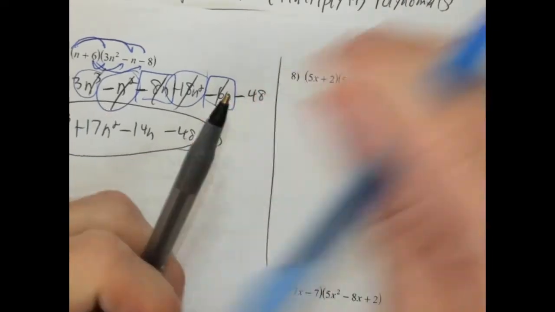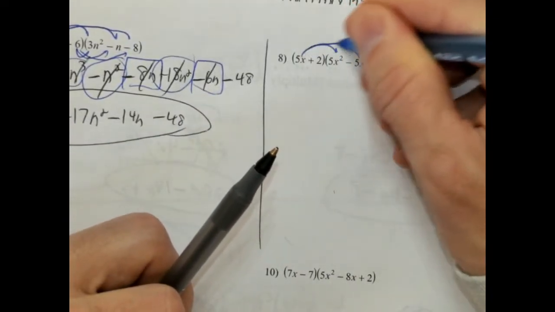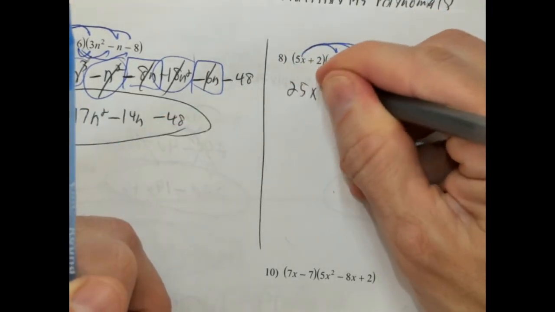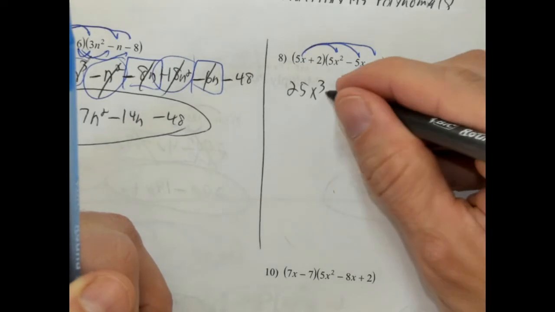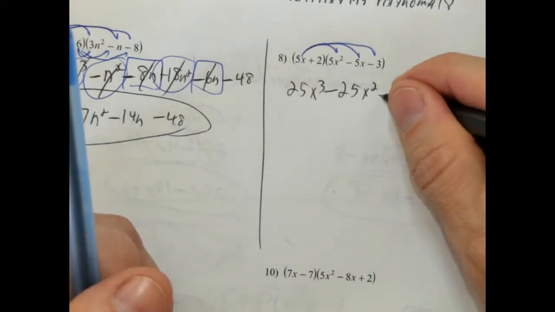Okay, so number 8, we're going to distribute the 5x. So 5x times 5x squared is going to be 25x cubed. 5x times negative 5x is negative 25x squared. 5x times negative 3 is negative 15x.